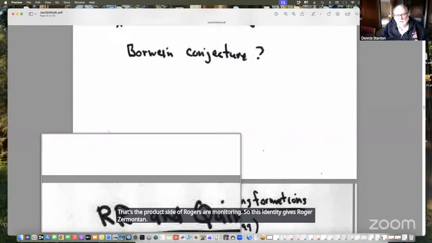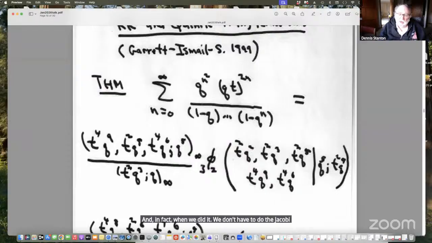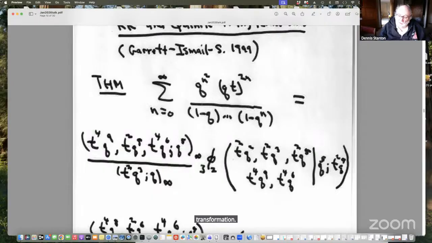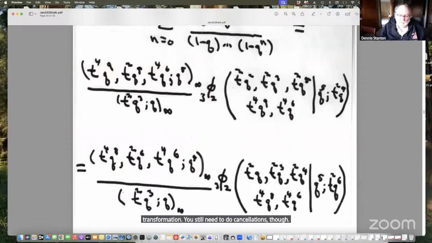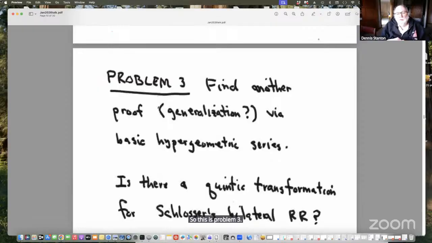And in fact, when we did it, we don't have to do the Jacobi triple product either. It's kind of built into these transformations. You still need to do cancellations though. So this is problem 3. Find another proof or maybe a generalization of this via basic hypergeometric series. The only proof I know of this uses orthogonal polynomials and some integrals and some q-Hermite polynomials. I don't know a proof using just classical basic hypergeometric series.